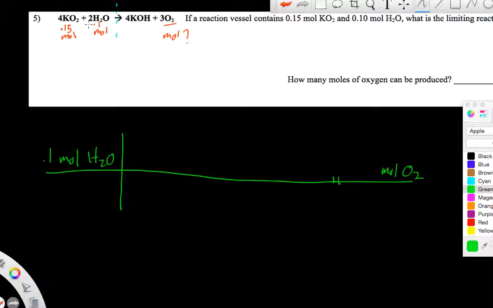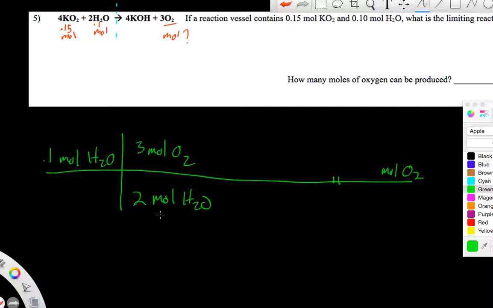So if I look at my chemical reaction, it takes 2 moles of H2O to produce 3 moles of O2. So that's my mole-to-mole ratio here. These molar coefficients in front tell me that. So I can use that. I can say, okay, well, moles H2O on the top. So 2 moles of H2O will give me 3 moles of O2.